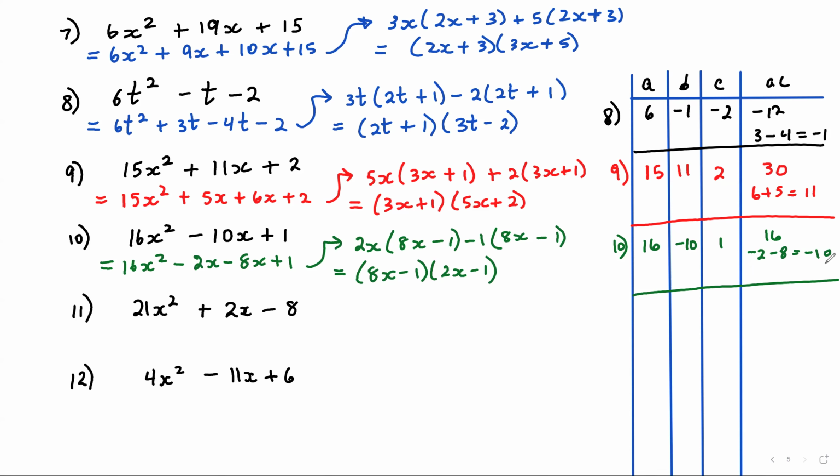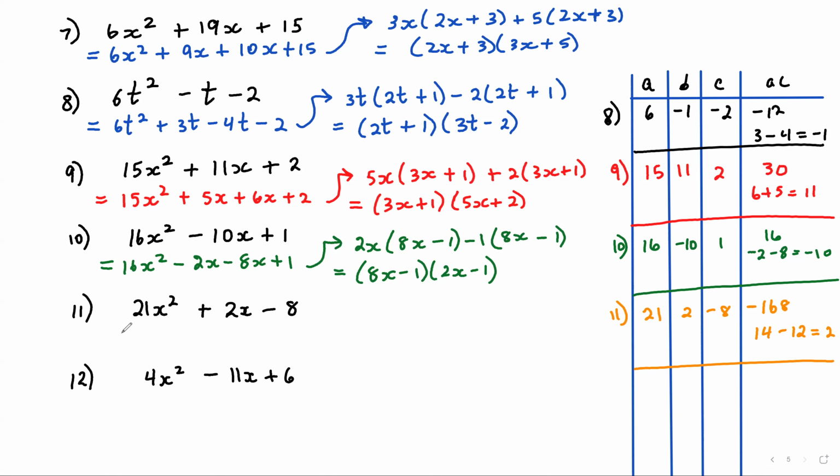Okay, and then number 11. Number 11 is A is 21, B is 2, and C is minus 8. The AC would be 21 times 8, which is 168, well, minus 168. So the two factors here will be 14 and minus 12. 14 take away 12 will give me 2, and 14 times minus 12 gives me minus 168.